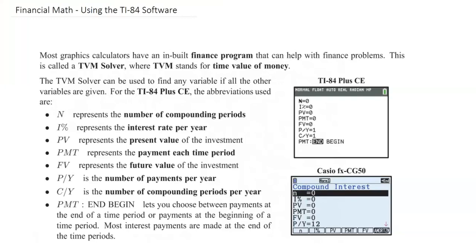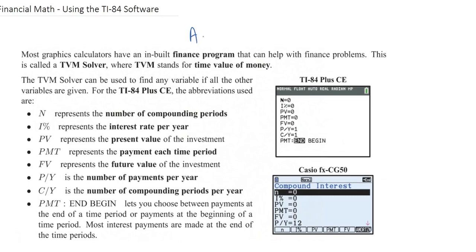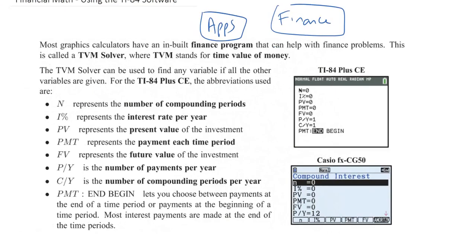So in this video, we are going to be looking at how we can use the TI-84 to solve our financial math problems, moving away from the idea of sequences now and just concentrating on the technology. Your calculator should have an app in it called the Finance app. If you press the apps button, it's usually the top one. Scroll down and find the one that says Finance, press enter, and you should see a screen that looks like this.